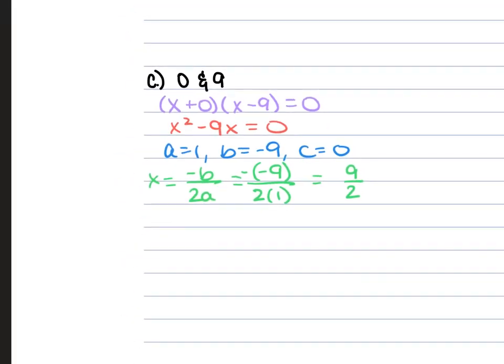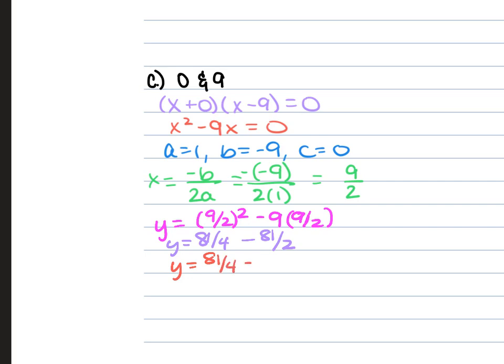Plug that in to your formula for y is equal to 9 over 2 squared minus 9 times 9 over 2. 9 over 2 squared is 81 over 4. Minus 9 times 9 over 2 is negative 81 over 2. If we turn these into like denominators here, we're going to have y is equal to 81 over 4 minus 162 over 4. So this is going to give us a y of negative 81 over 4.